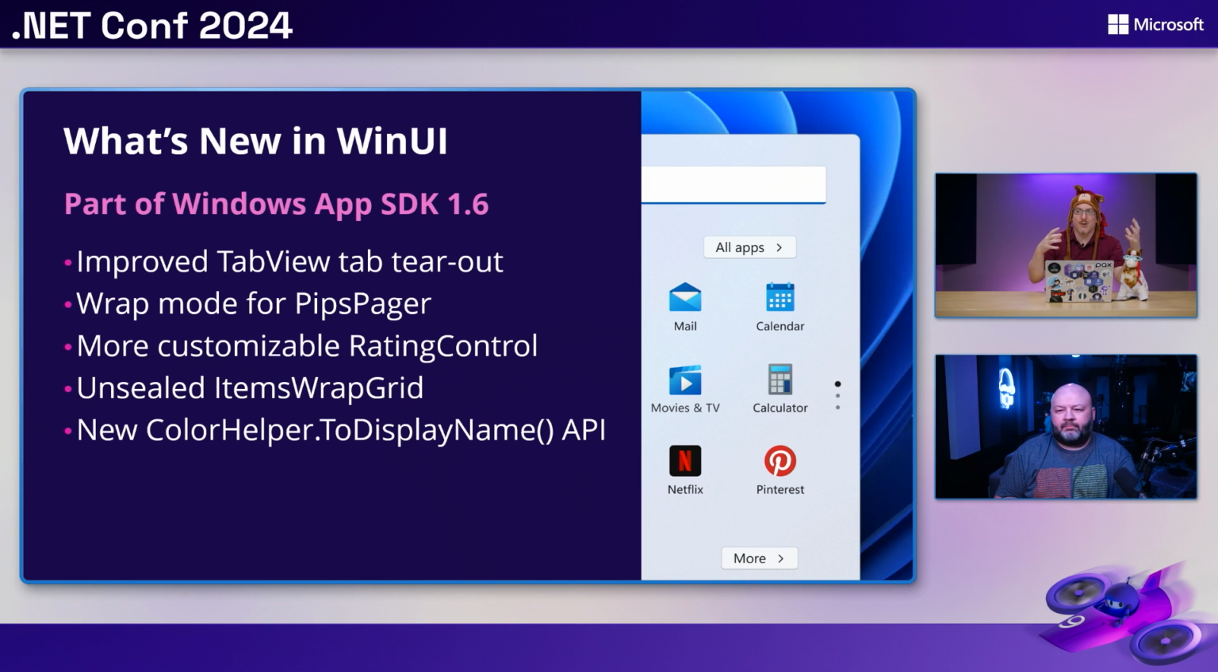So now that we've kind of distinguished what WinUI and Windows App SDK are and how they're related, let's talk about what's new in WinUI that came as part of our last release, 1.6. So you had mentioned before you have the tab view app that you need some help with, and that's one of the things that came in the update: improved APIs for tear out. So we'll be covering that in a little bit with some code and diving in. We also have wrap mode for Pips Pager. You might ask what Pips Pager is, and you've probably already used it. The little dots you see on the Start menu that show the different pages, that control that shows those dots is the Pips Pager. And so now that control can wrap around.